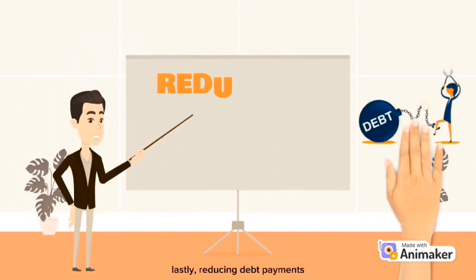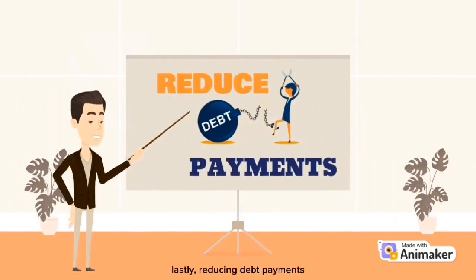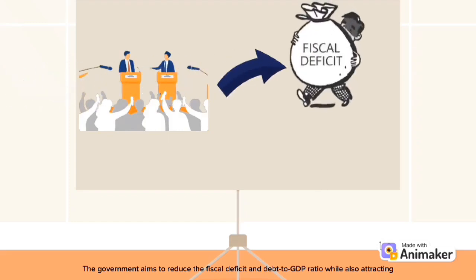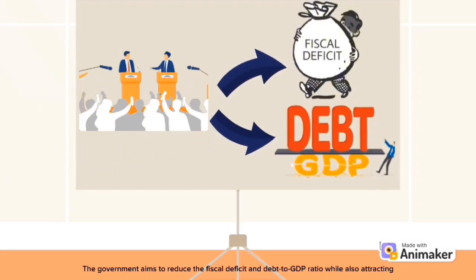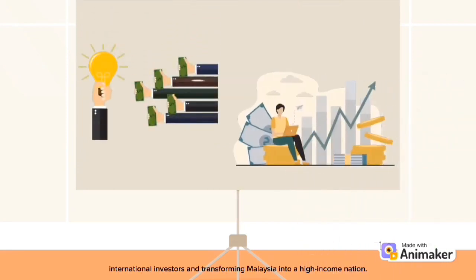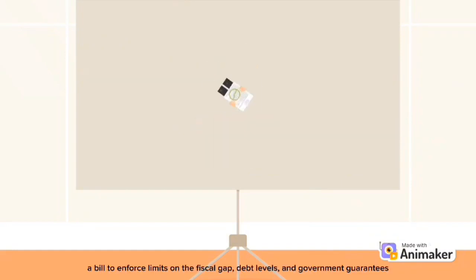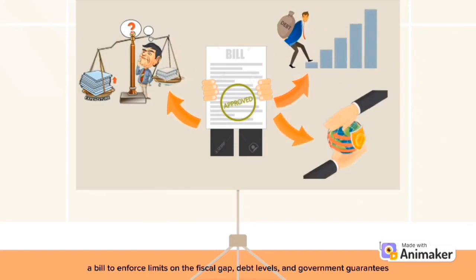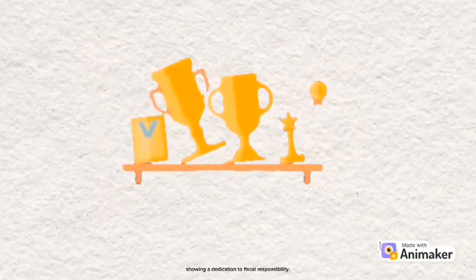Lastly, reducing debt payments. The government aims to reduce the fiscal deficit and debt to GDP ratio while also attracting international investors and transforming Malaysia into a high-income nation. Parliament has approved a bill to enforce limits on the fiscal gap, levels, and government guarantees, showing a dedication to fiscal responsibility.